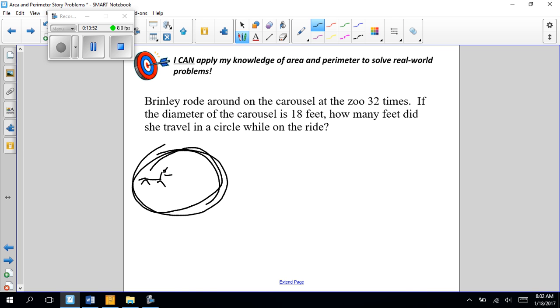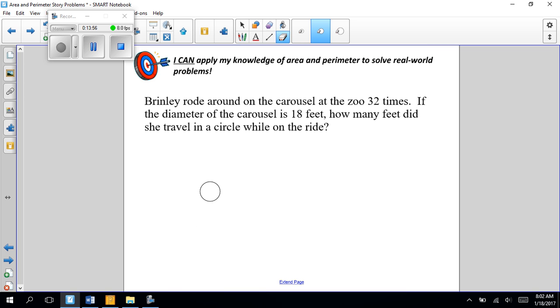Okay, so they go around in circles, round and round and round. So that's my example. Brinley rode around on the carousel at the zoo 32 times. If the diameter of the carousel is 18 feet, how many feet did she travel in a circle while on the ride? Best of luck. Go ahead and pause it.